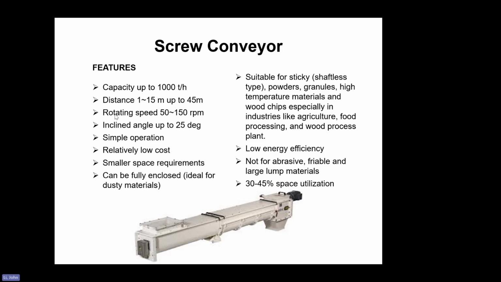The features: rotating speed is quite low, 50 to 100 RPM, incline angle up to 25 degrees, and simple operation because it's small and simple, with relatively low cost. Small space requirement, and it can be fully enclosed, so there will be no dust issue, no safety issue. That's the screw conveyor.